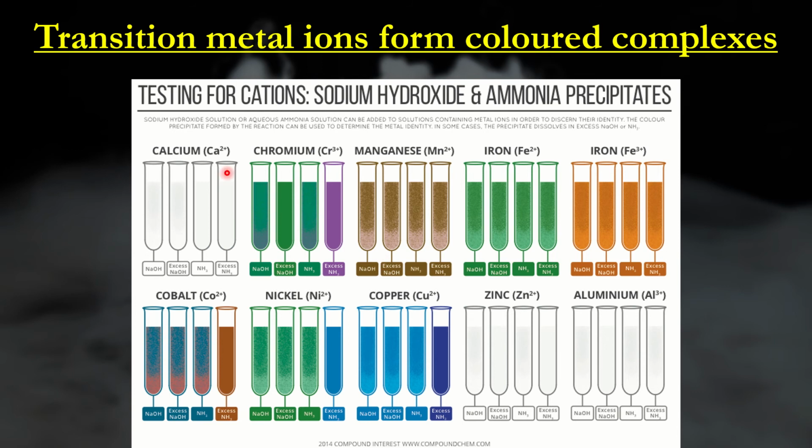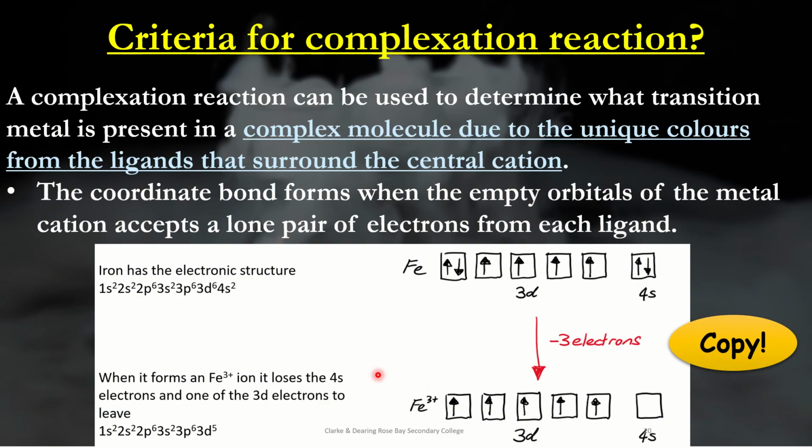You can see that different transition metals have some really distinct colors that can form like so. For the non-transition metals, barring zinc here, there is no distinct color difference, whereas for these ones there are some really clear colors given here, particularly when we use sodium hydroxide and ammonia.